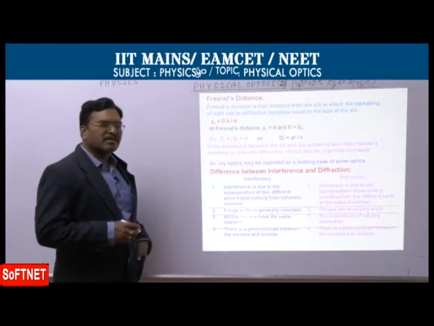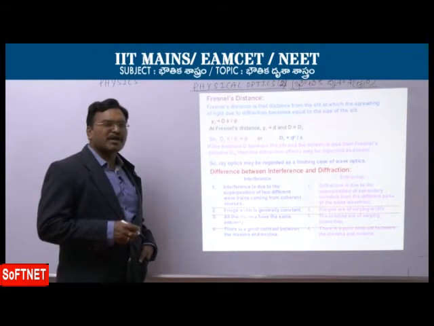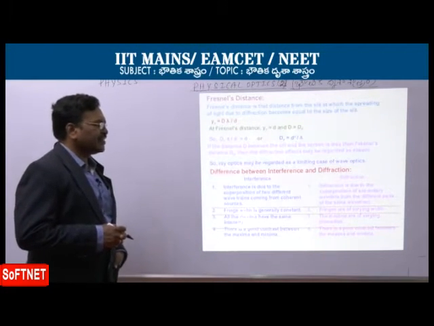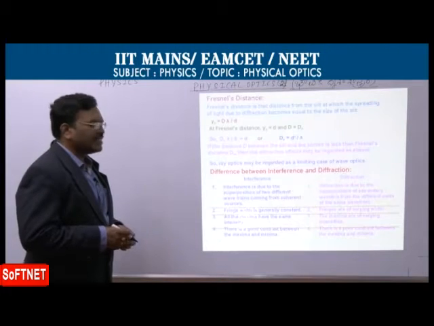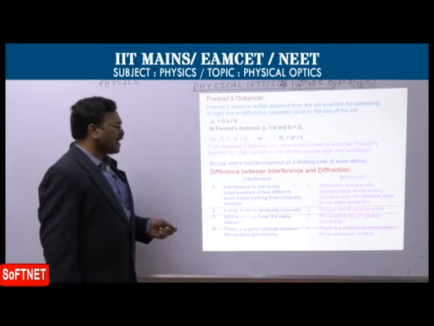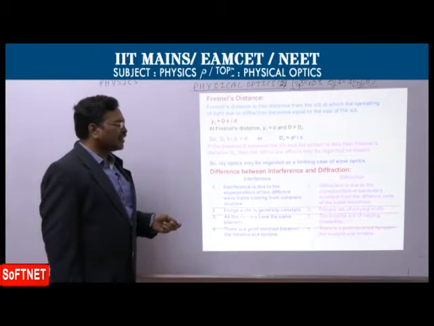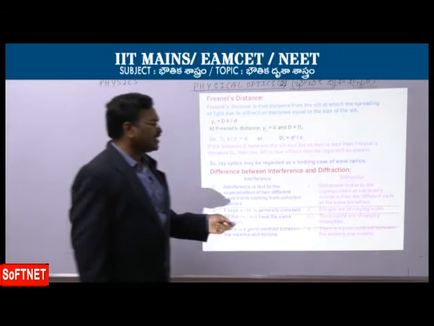What do we get from superimposition? The intensity changes: variation in the intensity in the region of superposition of light waves. Light waves coming from what? Coherent sources.